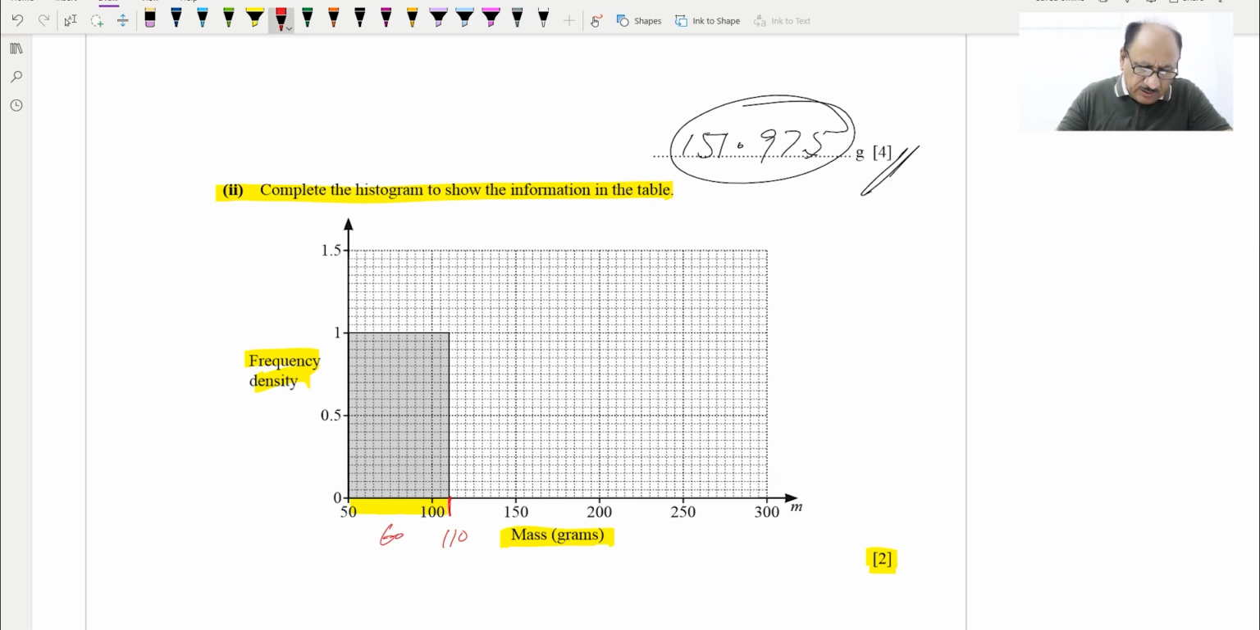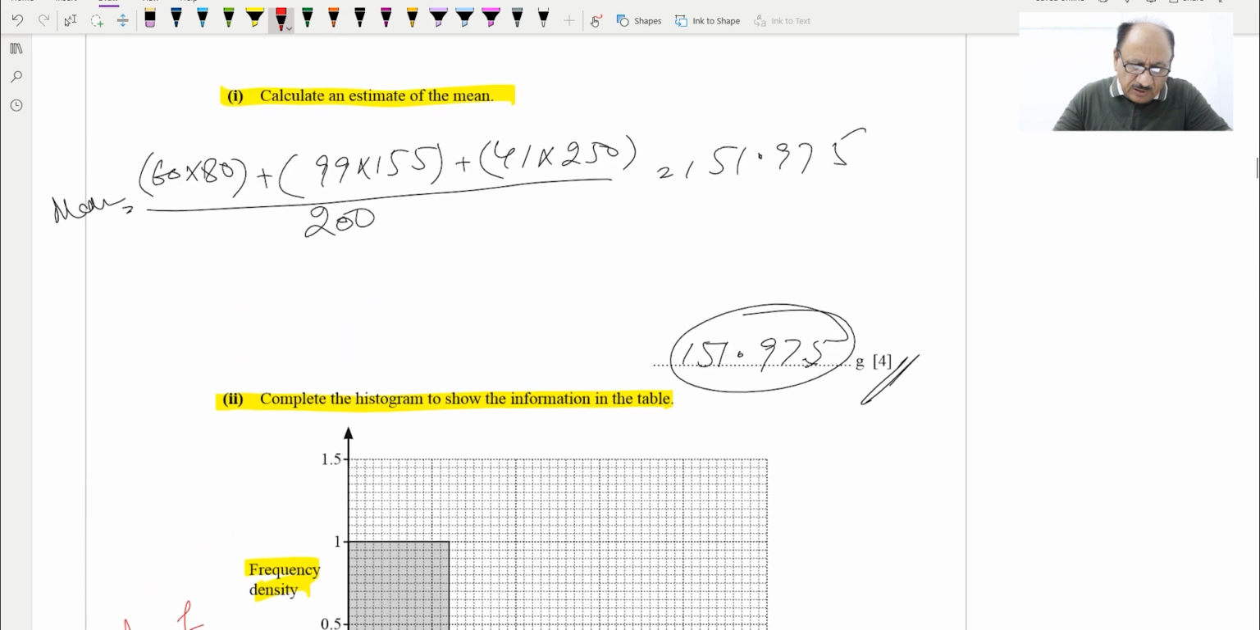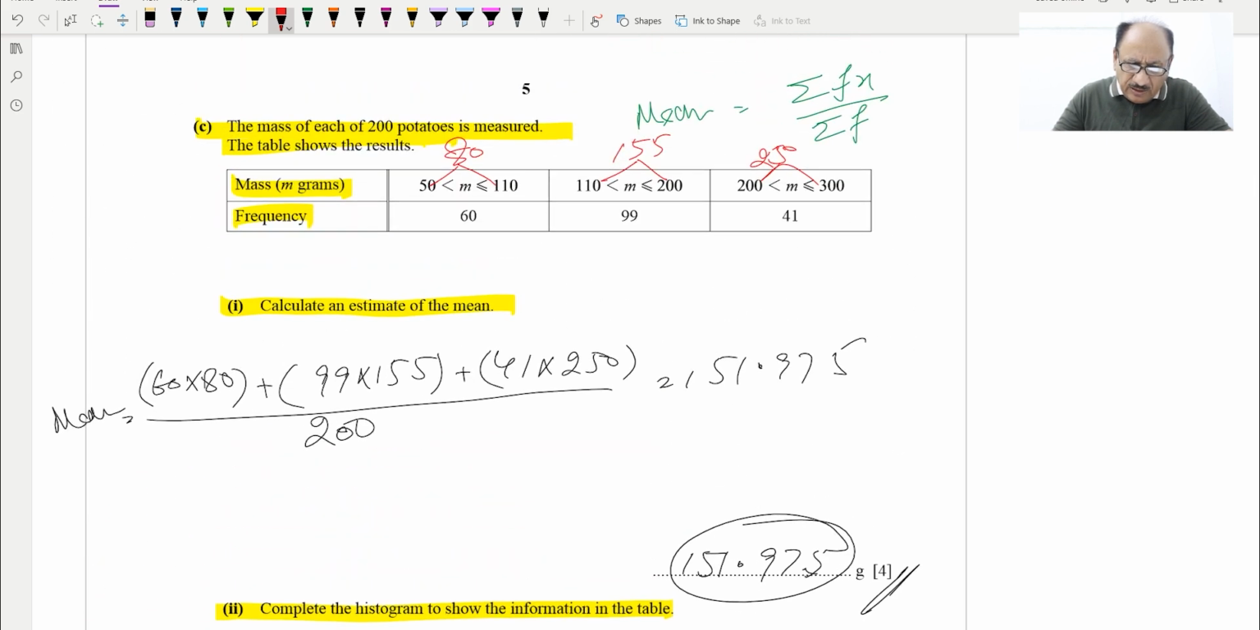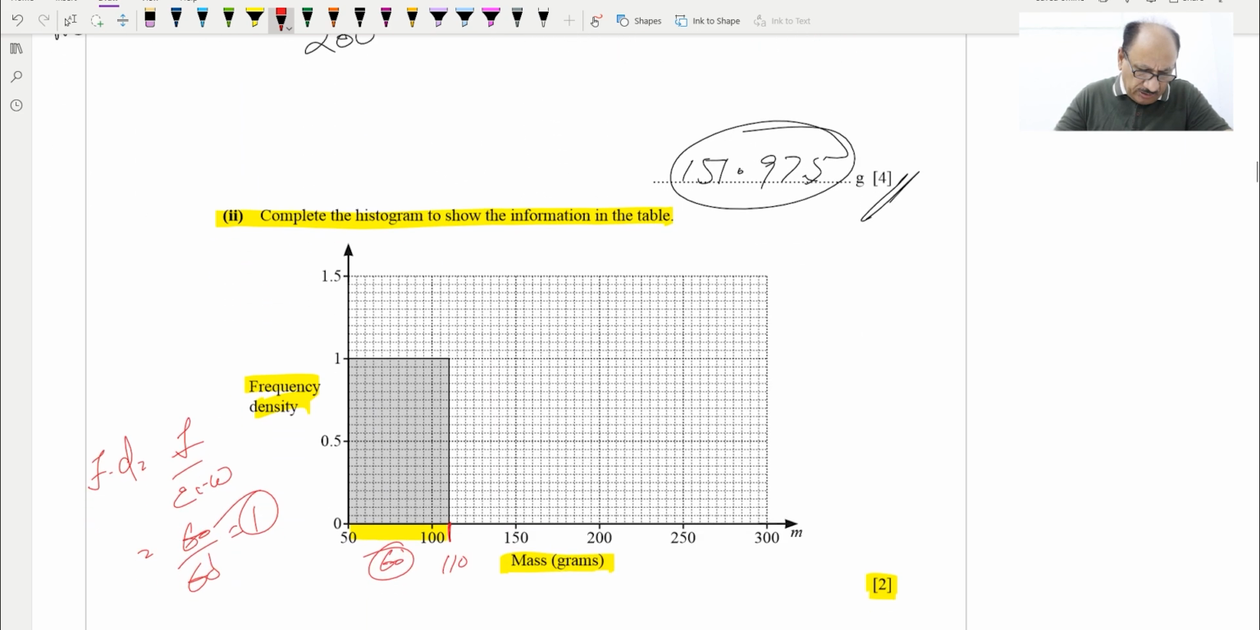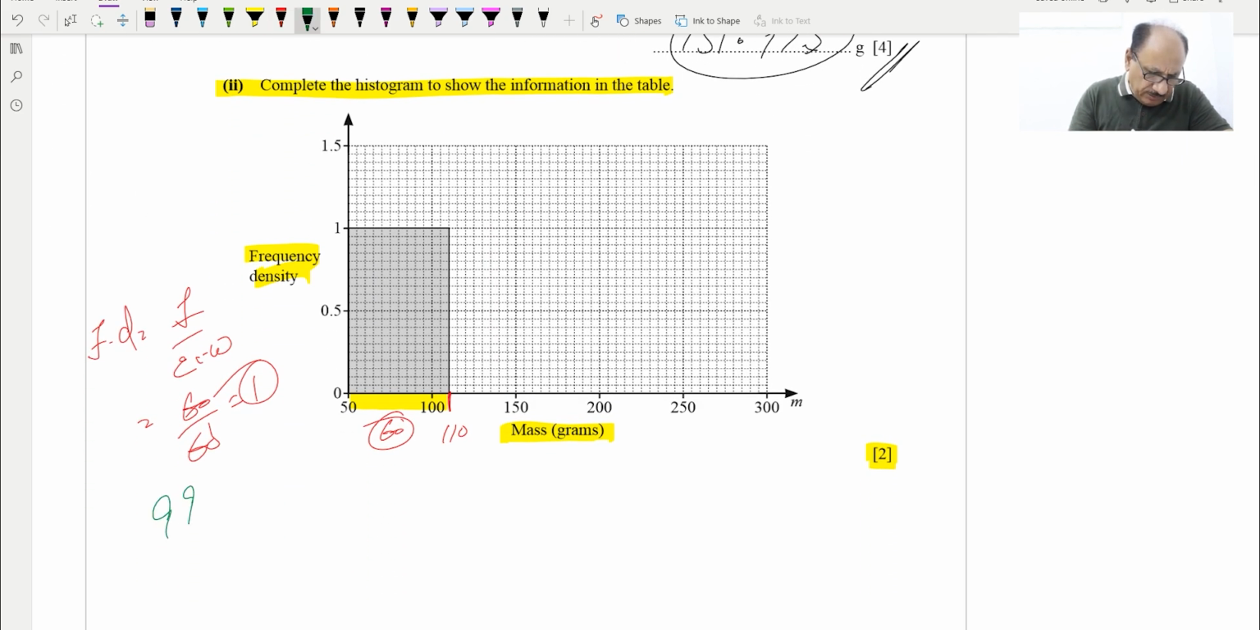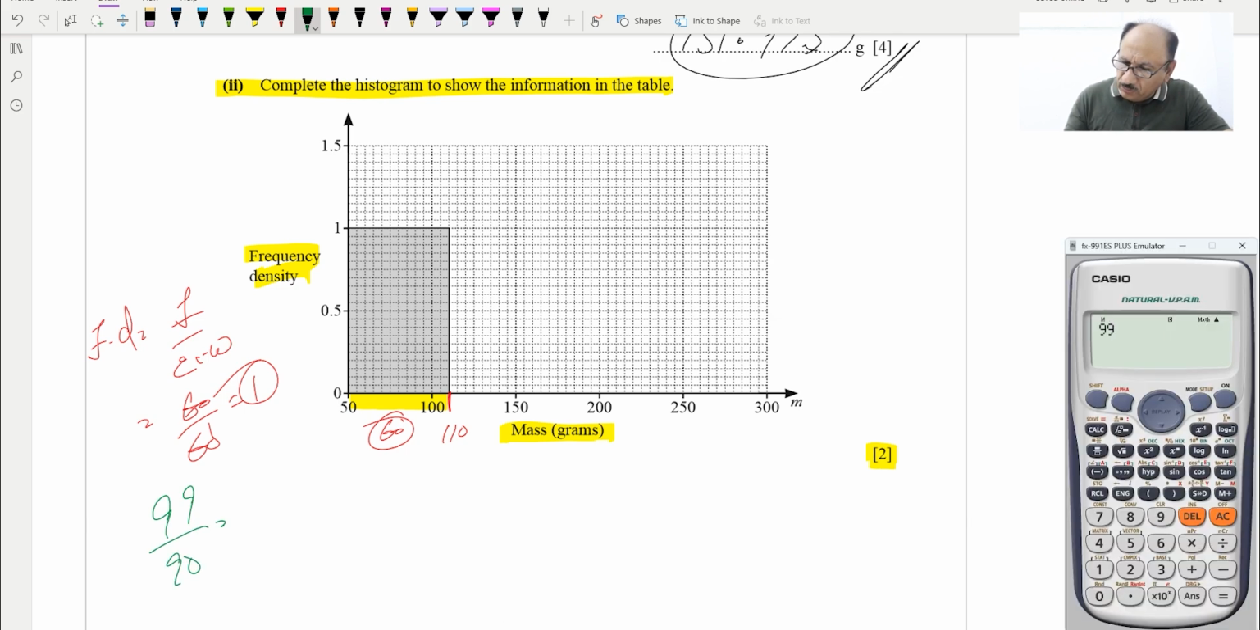60 multiplied by 1 will be 60. We know that frequency density is equal to frequency over class width, and this is equal to 60 over 60, which is equal to 1. This is how we got this. Now for the second one, 99, and the width will be 200 minus 110, which is 90. So 99 over 90 will be equal to 1.1.